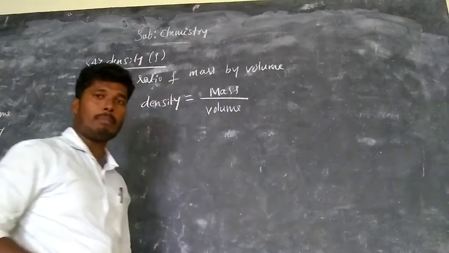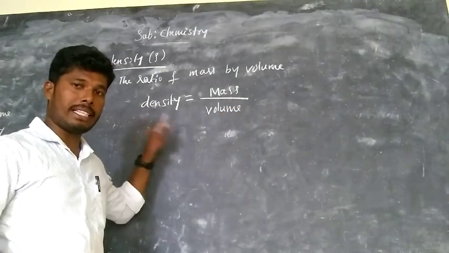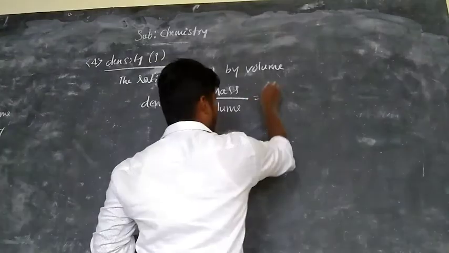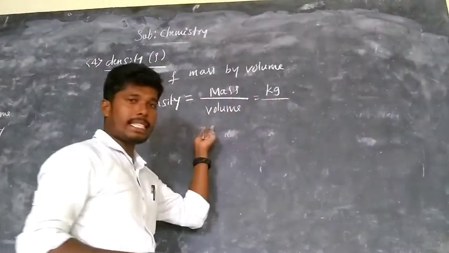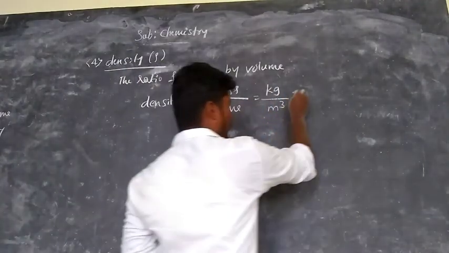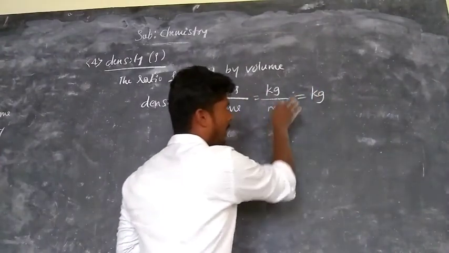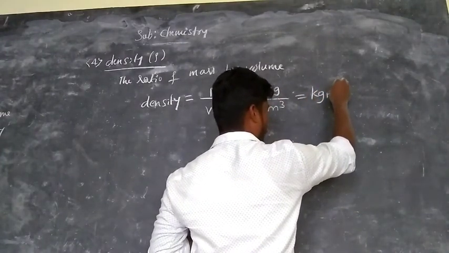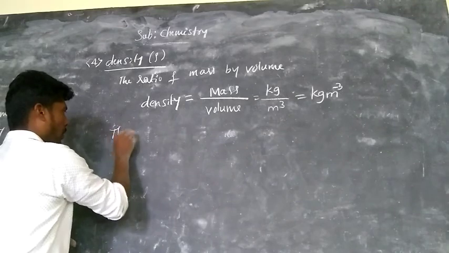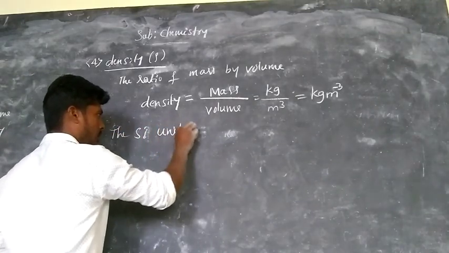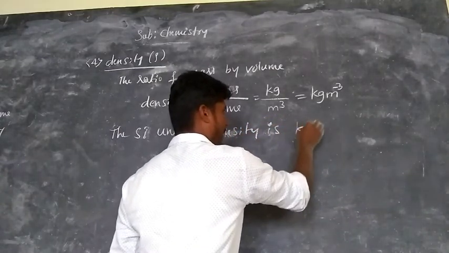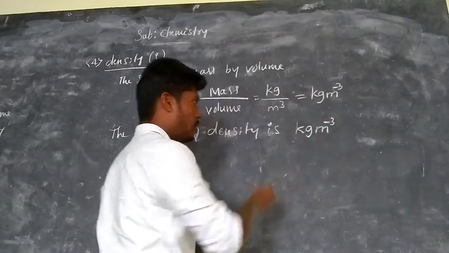Mass by volume. Observe, the density is only for liquids. You know the SI unit of mass is kg. Then the SI unit of volume is meter cube. Density is kg per meter cube, since meter cube is in the denominator, it becomes meter to the power minus 3. So the SI unit of density is kg per meter cube.